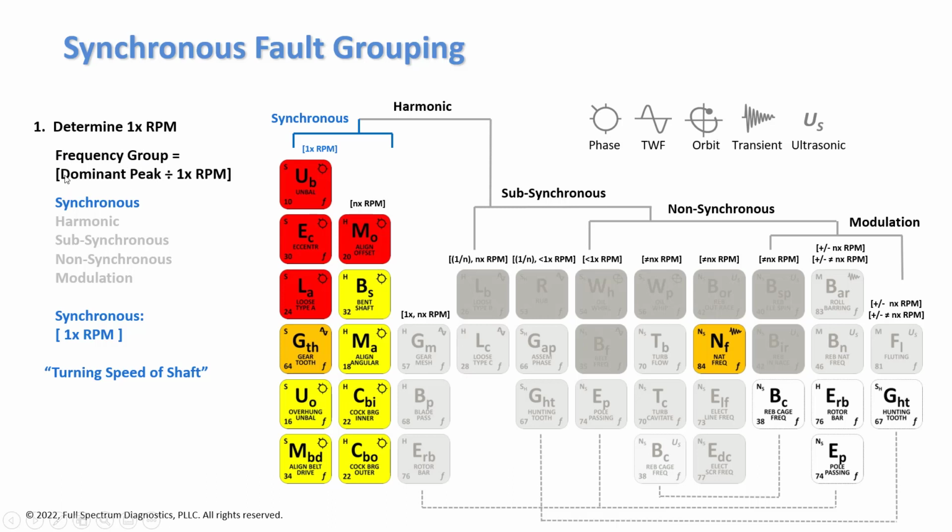The frequency group is whatever the dominant peak is divided by the turning speed of the shaft, and in this case it's 1 times RPM, the 1784. That's our synchronous fault series, and we can move on from there.